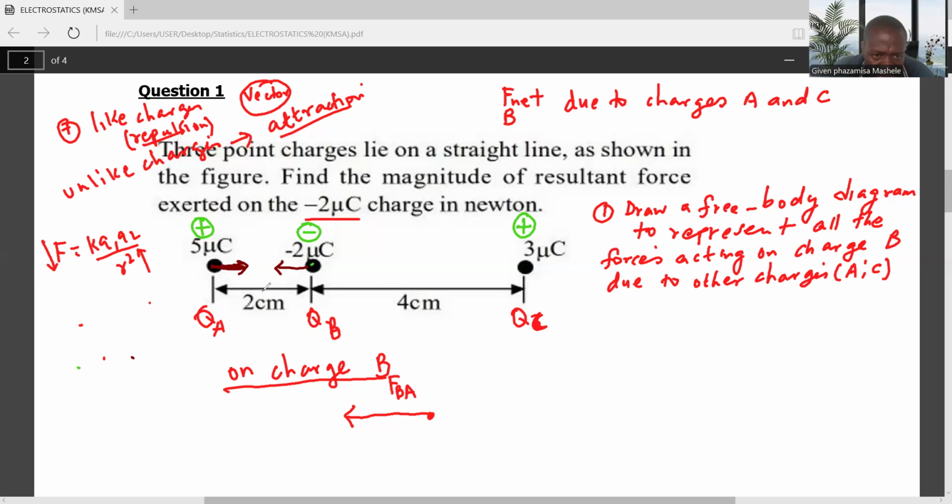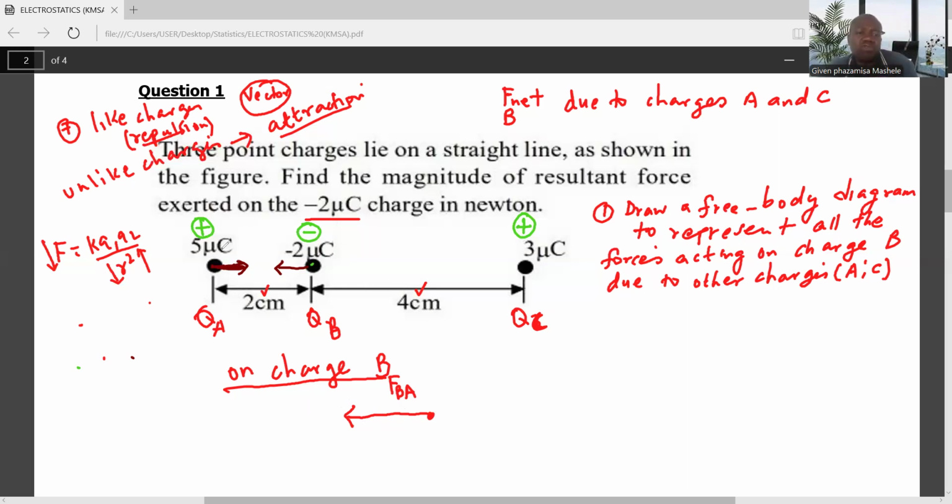So look at the distance between charge A and charge B. It's only 2 centimeters. But the distance between charge B and charge C is 4 centimeters. Which one has a smaller distance? The one between charge A and charge B, which means this one will have a higher force, because the smaller the distance, the higher the force. So this one must have a longer magnitude than the other one. So now we have drawn the force on charge B due to A. We know it will move to the left.